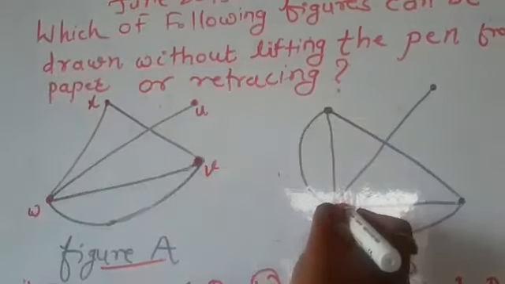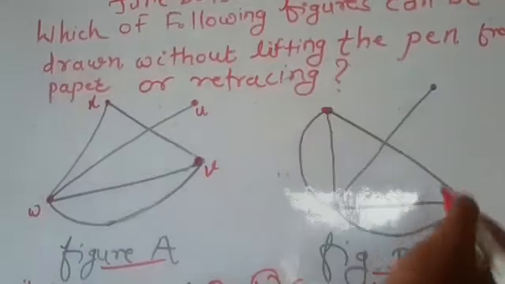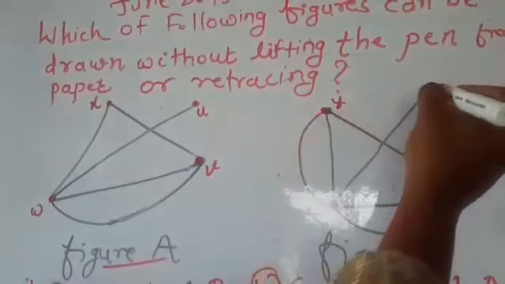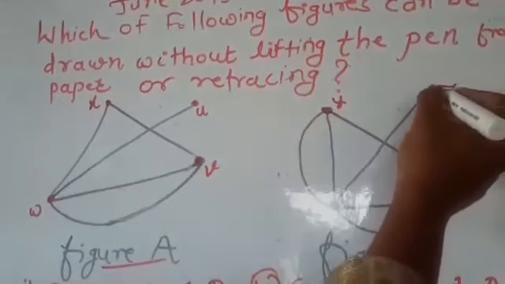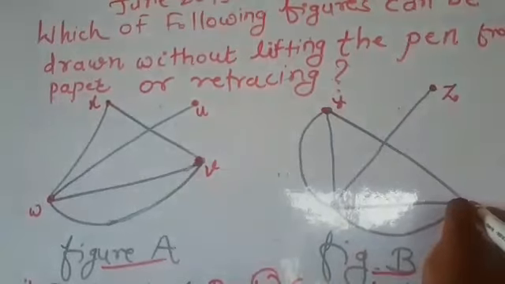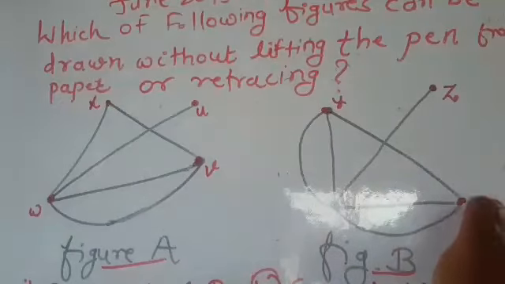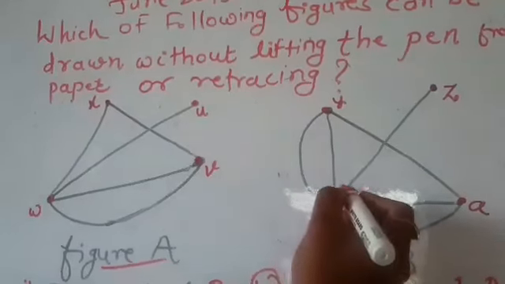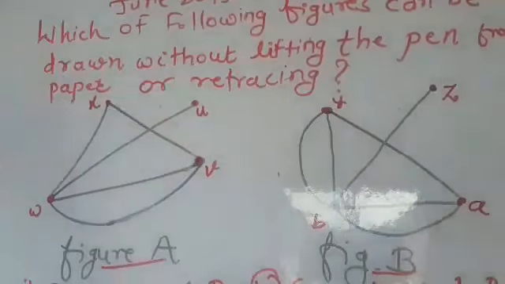Similarly, from figure B, we see that the degree of vertex Y is 3, the degree of Z is 1, the degree of A is 3, and the degree of B is 5.